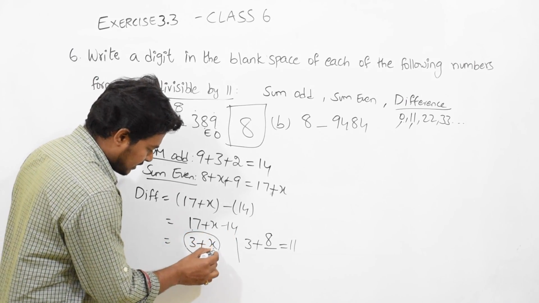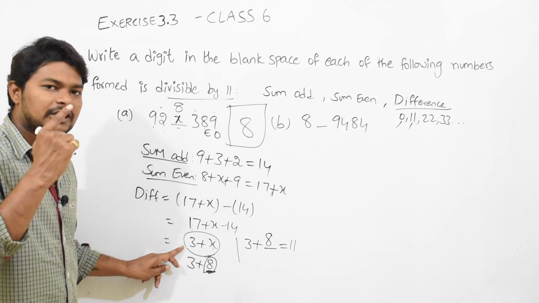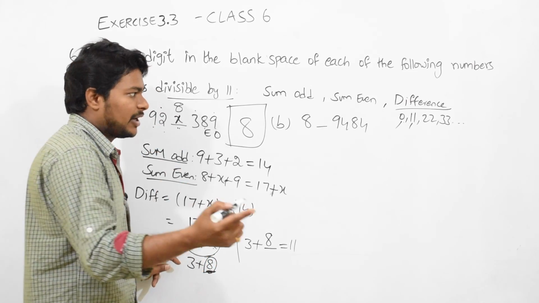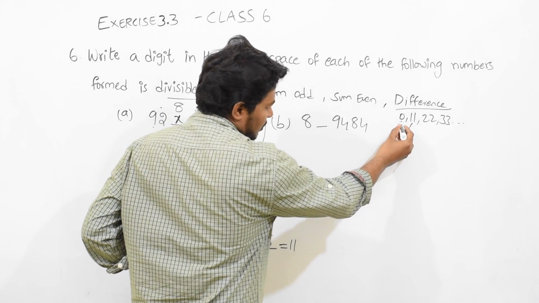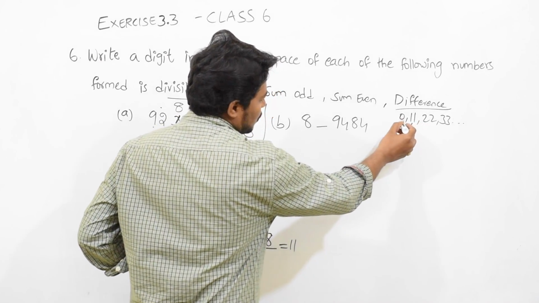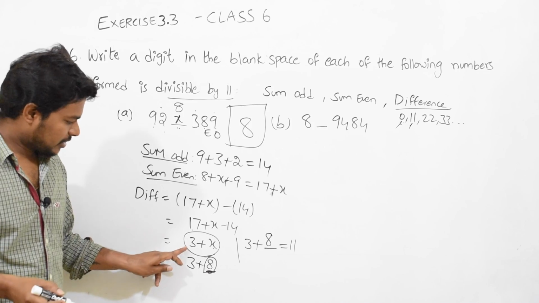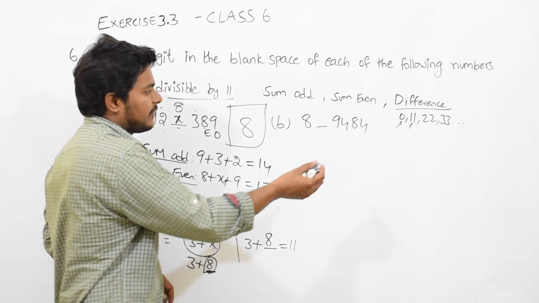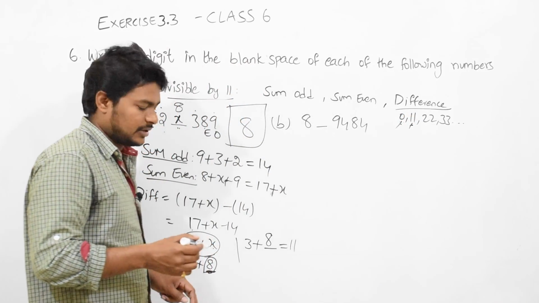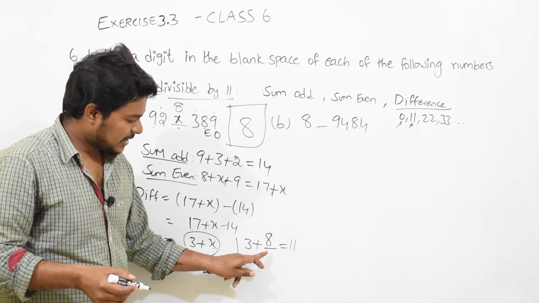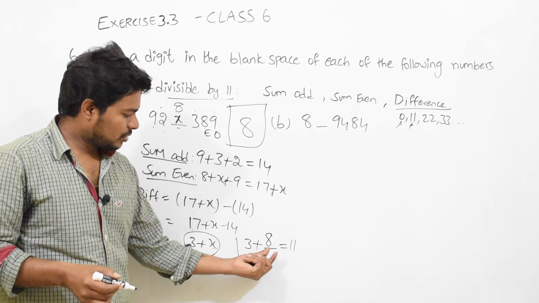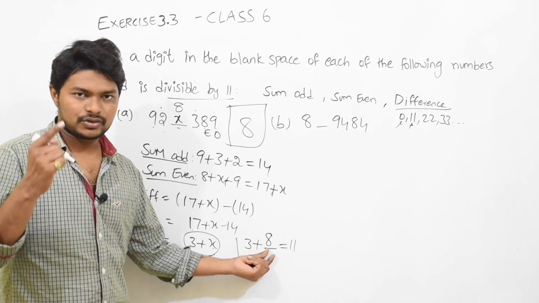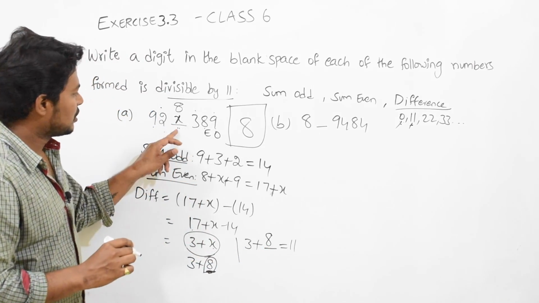Here we should compare this number with the multiples of 11. The multiples of 11 are 11 into 0 equals 0, 11 into 1 equals 11. So first we compare with 0. 3 plus x is not equal to 0. Then we compare 3 plus x equal to 11. So 3 plus 8 equals 11. So x should be 8. So this value is 8.